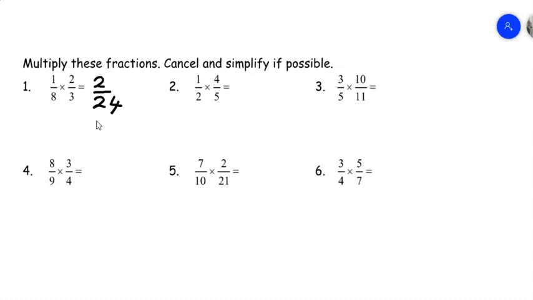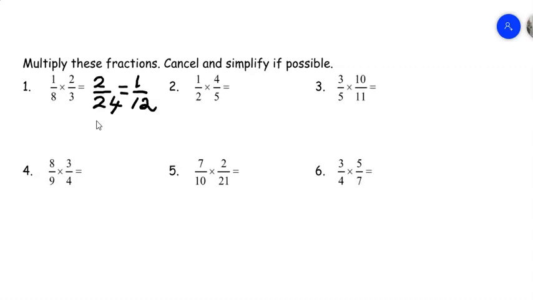But then, as we have done it like that, this fraction 2 over 24 can be brought to its lowest terms by dividing the top and the bottom by 2. 2 into 2 is 1. 2 into 24 is 12. So the answer is 1/12.